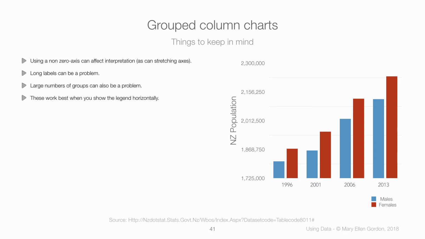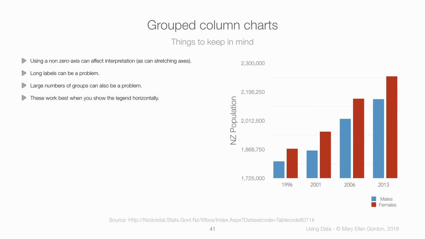As I mentioned, with this type of chart, long labels can be a problem. If this was occupational category or something like that, and those were long names, it would be hard to fit this in. Very large numbers of groups can also be a problem. So just 2 here is fine. If we had even 3 or 4, that would probably be okay. But if we're getting into a situation where we might have like 10 groups or 12 groups or something, that could be a problem.